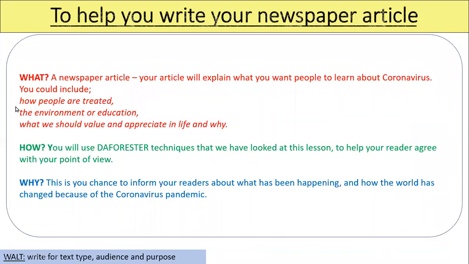Some things that you might want to include in your article, and I'll go through these in the plan with you in a little while. We could talk about how people are treated. We could talk about either the environment or the education, or if you want to aspire, you could talk about both of those things. And then finally, we're going to talk about what we should value in life and what we've learned to appreciate and why. I want you to use your persuasive techniques that we've looked at in lots of lessons, and this is your chance to tell people about what's been happening in the world, how the world has changed, and why maybe we should keep some of those changes.